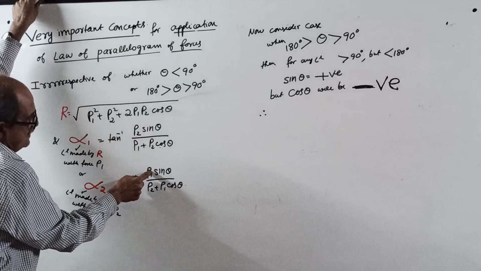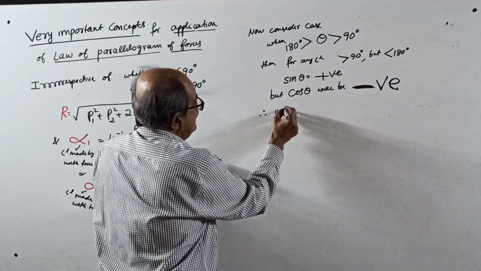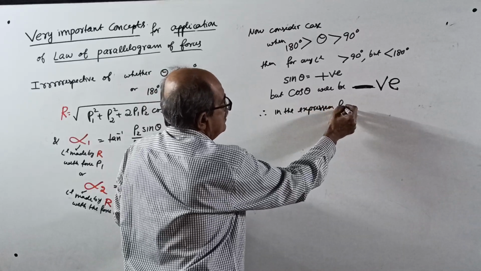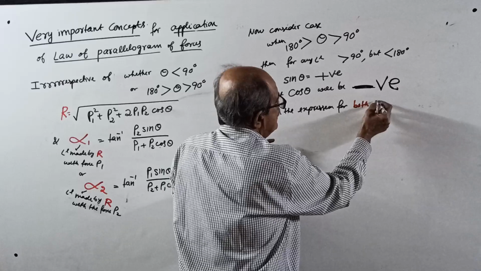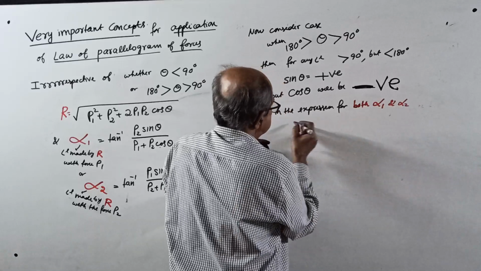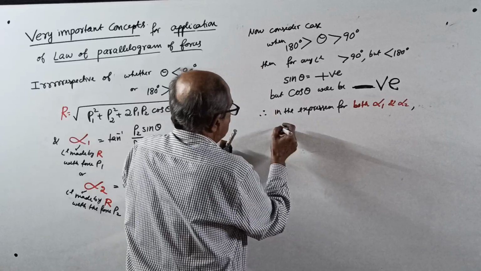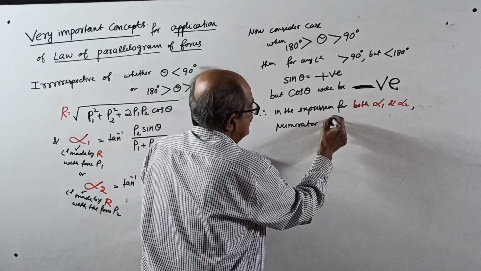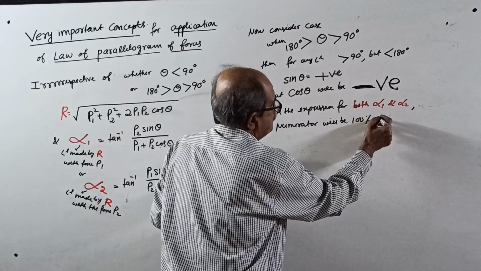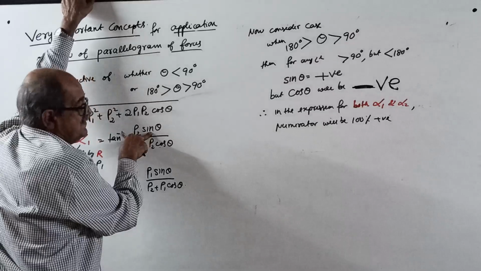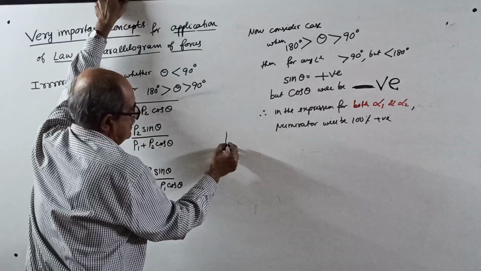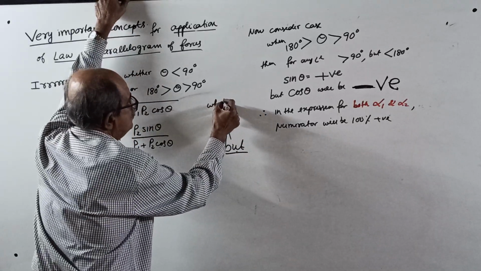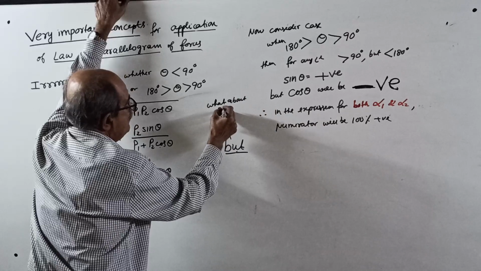See here, P2 sin theta. Therefore, in the expression for both alpha 1 and alpha 2, the numerator will be 100% positive. Why? Sin theta is there. But what about the denominator?